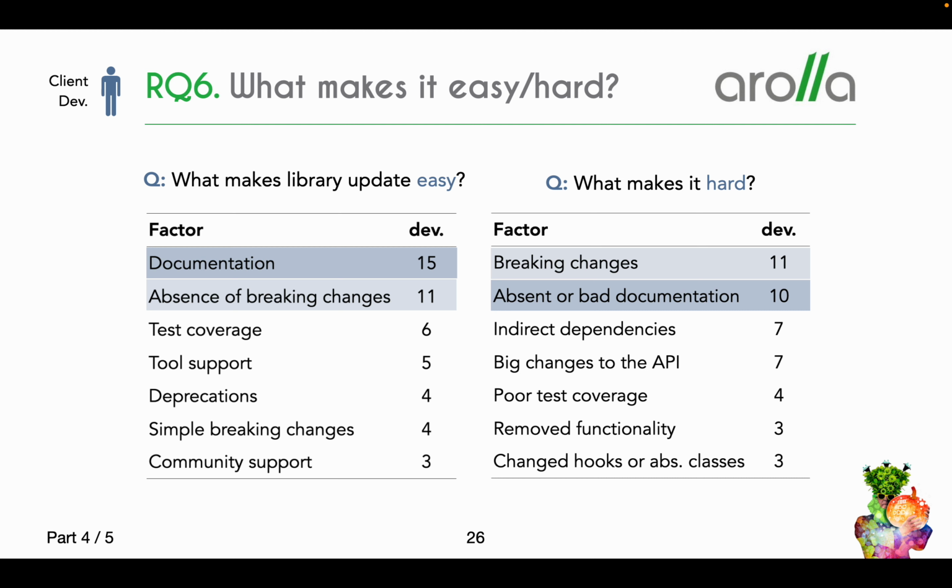Finally, there was one more important question that we wanted to ask client developers: what makes library update easy and what makes it hard for them. So those were also open questions where they could express their feeling. And by analyzing those questions, we have identified also the factors that can be used to support client developers. As you can see here, the most popular factors were documentation and breaking changes. So if there is good documentation and there are no or little breaking changes, then library update is easy. However, if documentation is absent or bad and there are a lot of breaking changes, this makes library update hard.